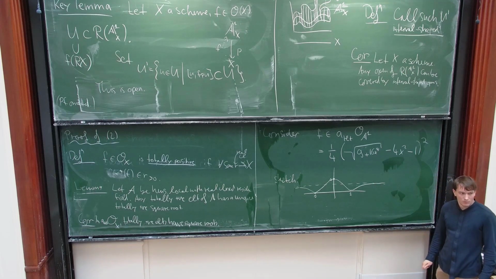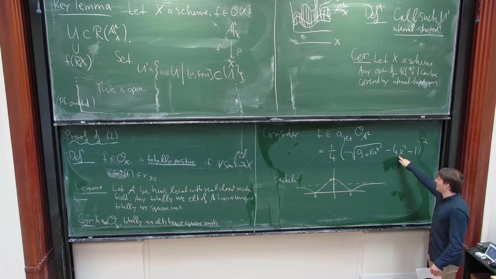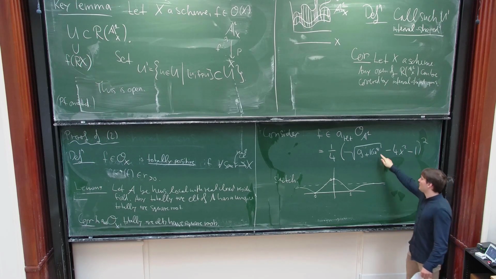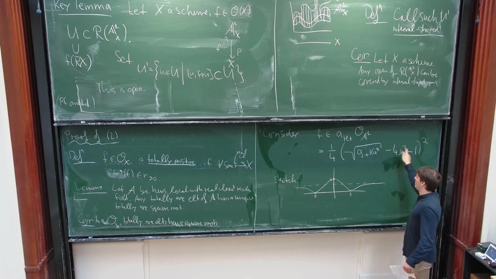16 times a large number is also large. Yeah, but then you're subtracting. Okay, I'm sorry, I'm being stupid. I mean, maybe I think this should be 4, right? Yes. Yeah.